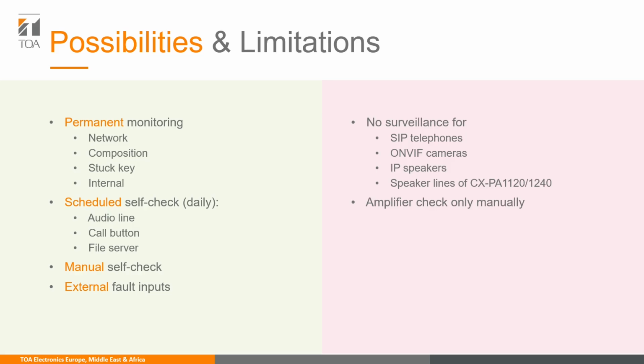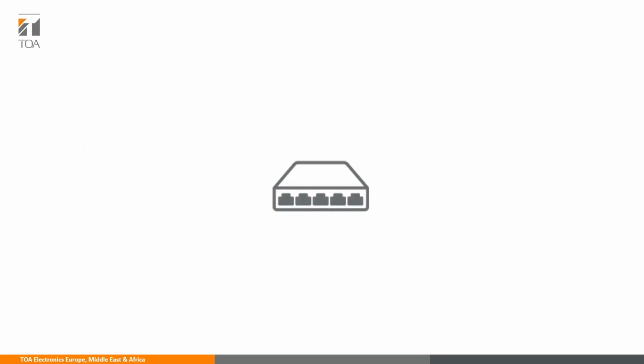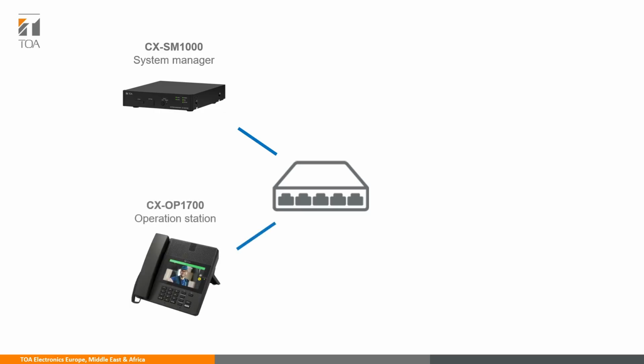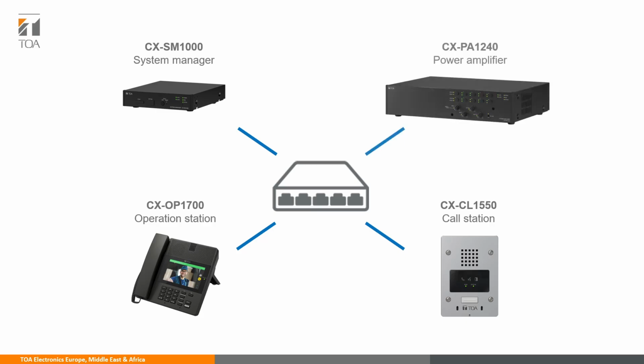This was the theoretical part. Now we come to a practical example. Connected to our network switch, we have of course our CX-1000 system manager, because this device is required for every CX installation. Then we have our operation station CX-1700. This device will be used for intercom conversations with the call station CX-1050. Additionally, we have the power amplifier CX-P81240.